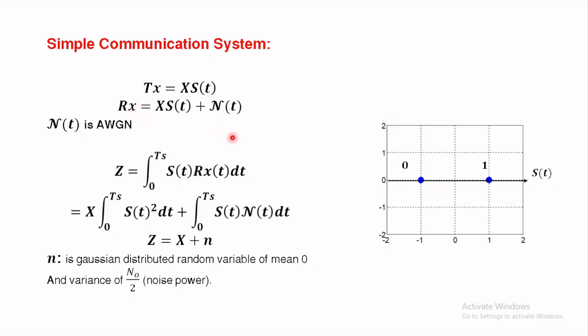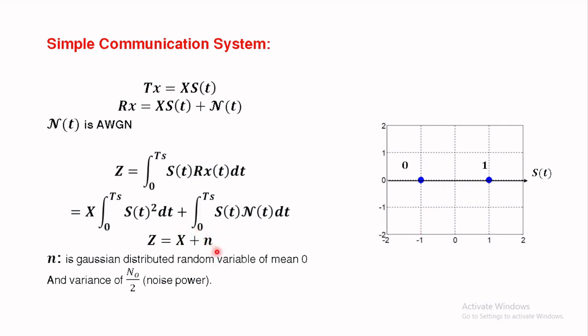What will the receiver do? The receiver will try to find the geometric representation of the received signal, or in other words, will try to project this signal along the base function, or base signal. So it will multiply this received signal by the base s of t and integrate it across the symbol duration. In the end, we will have our transmitted symbol, for example 1 or minus 1, plus some noise.